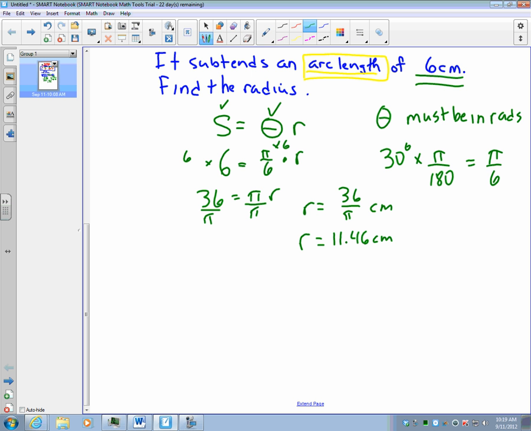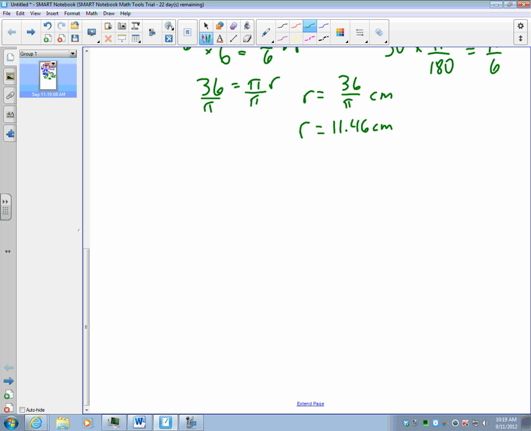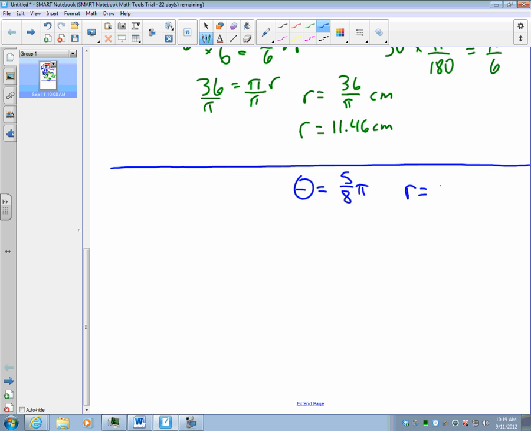Yes? Okay, what if you have data in the radian and you have the radius? How do you find S? Okay, so that's a good question. So if you have theta equals 5 over 8 pi, and you have the radius equals 40. So S is what you're trying to find, right? So just substitute it into the formula where they belong. S we don't know. Theta is 5/8 pi. R is 40.